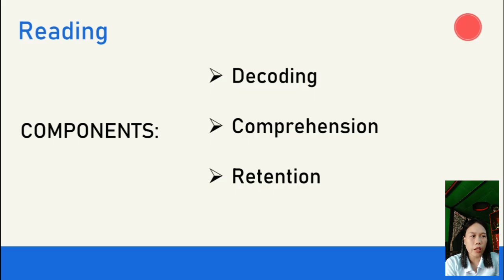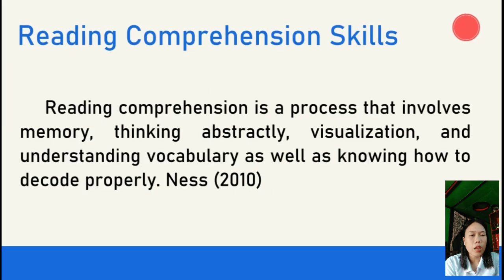Because no matter how good a learner is in decoding skills, if he or she cannot understand what is read, the act is simply called word calling. According also to Ness of 2010, reading comprehension is a process that involves memory, thinking abstractly, visualization, and understanding vocabulary, as well as knowing how to decode properly. As such, he recommended explicit teaching strategies to help the learners do all of these things better and become more independent readers. He assumed that reading comprehension strategies motivate learners to be more responsible for their own learning after they have mastered the strategies.